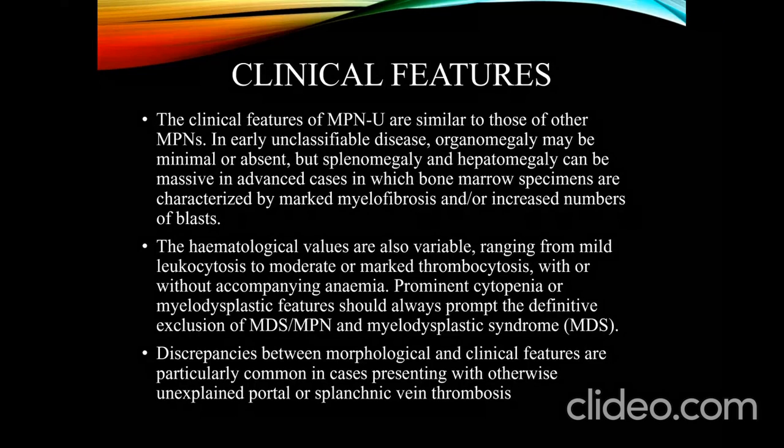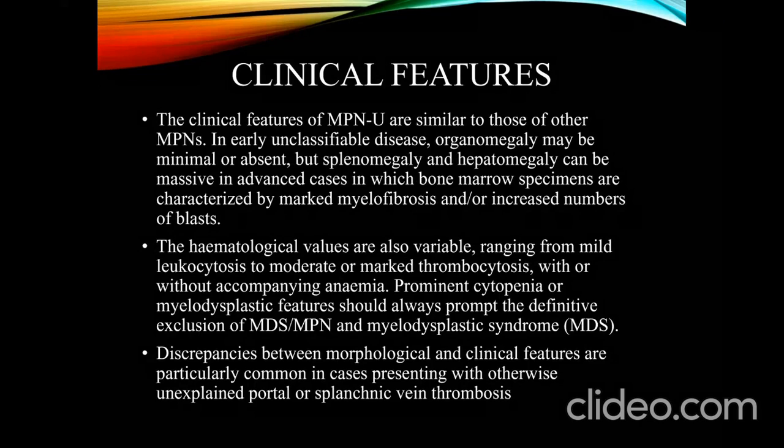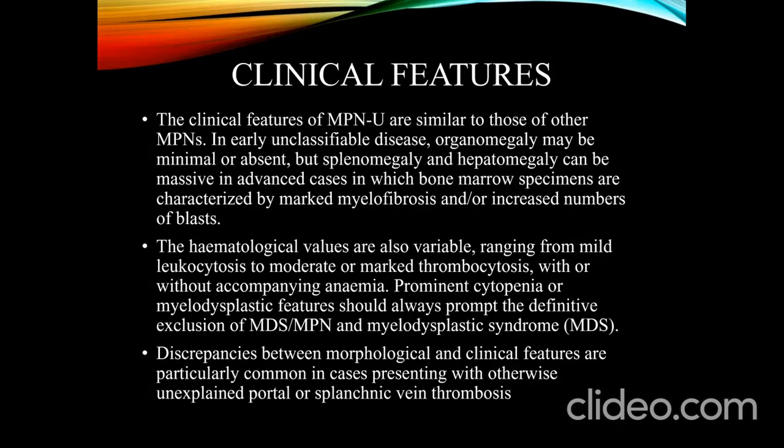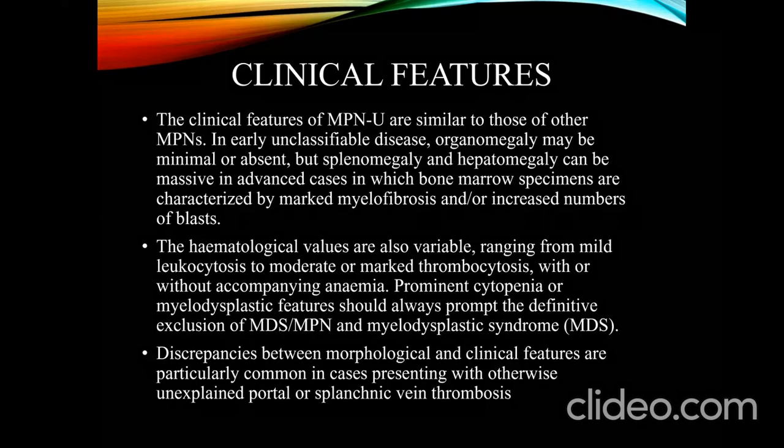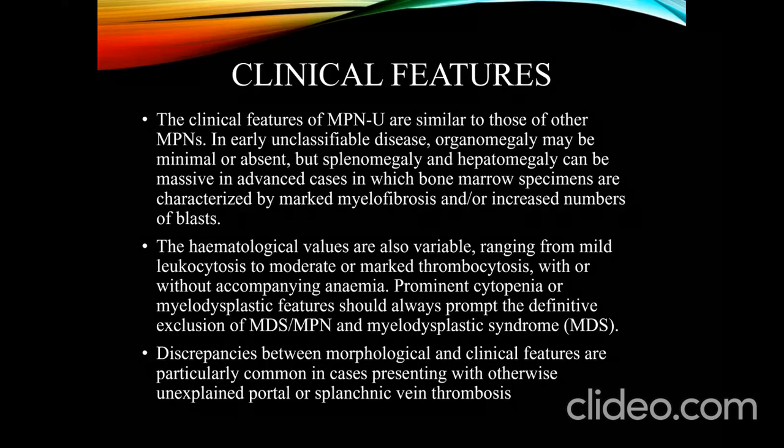Clinical features are similar to those of other MPNs. In early unclassifiable disease, organomegaly may be minimal or absent, but splenomegaly and hepatomegaly can be massive in advanced cases. The hematological values are also variable, ranging from mild leukocytosis to moderate or marked thrombocytosis with or without accompanying anemia. Prominent cytopenia or myelodysplastic features should always prompt the definitive exclusion of MDS, MPN, and myelodysplastic syndromes. Discrepancies between morphological and clinical features are particularly common in cases presenting with otherwise unexplained portal or splanchnic vein thrombosis.